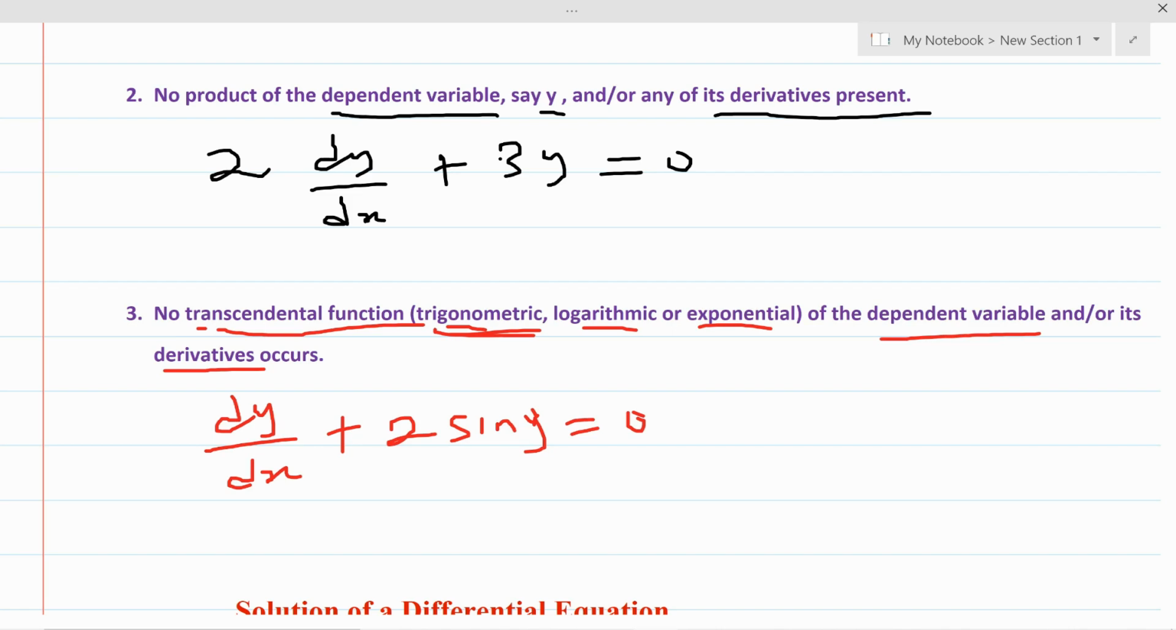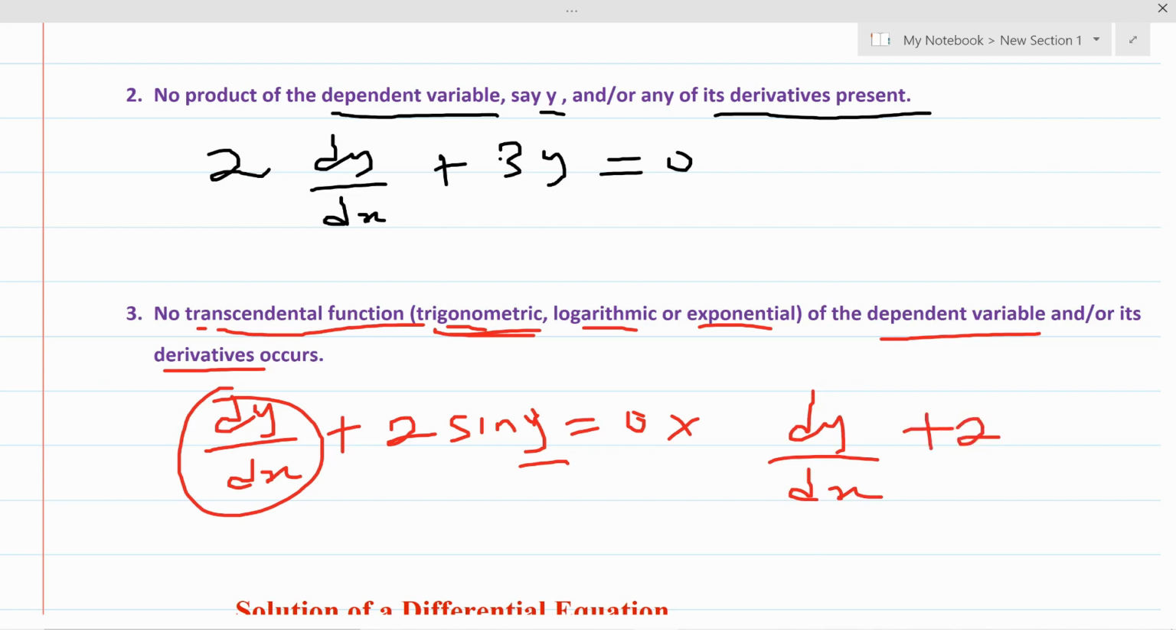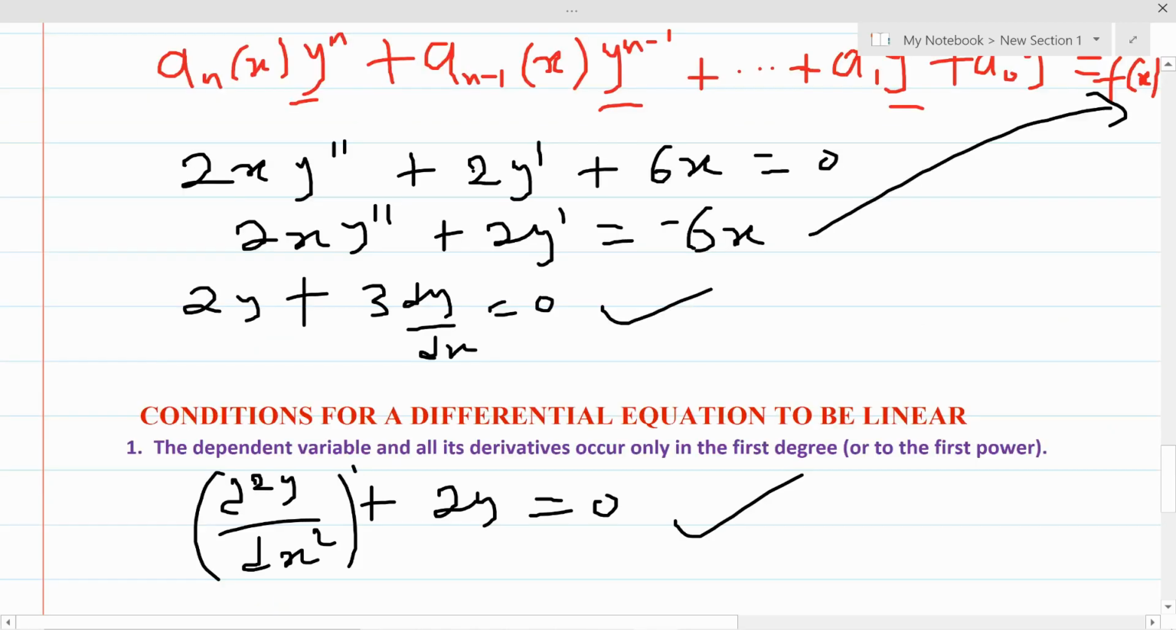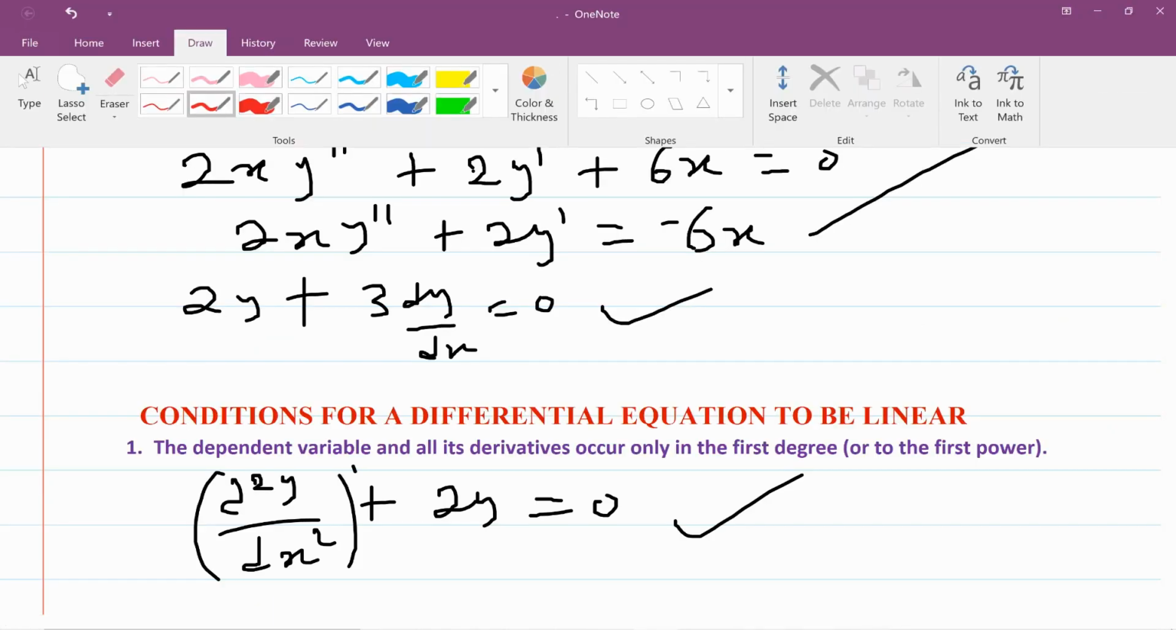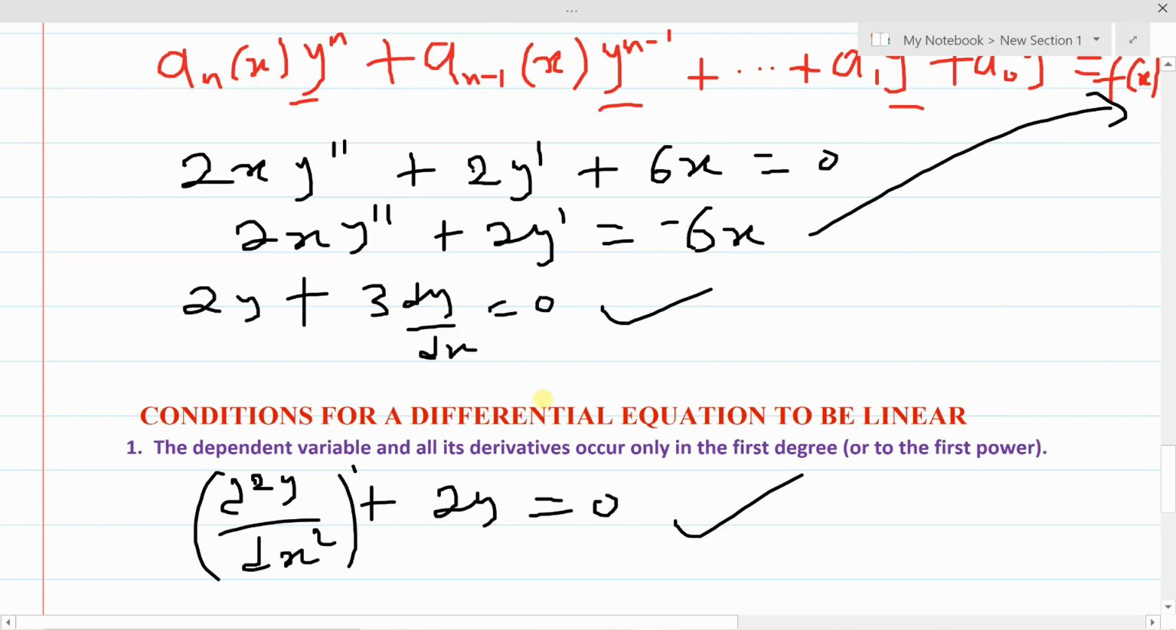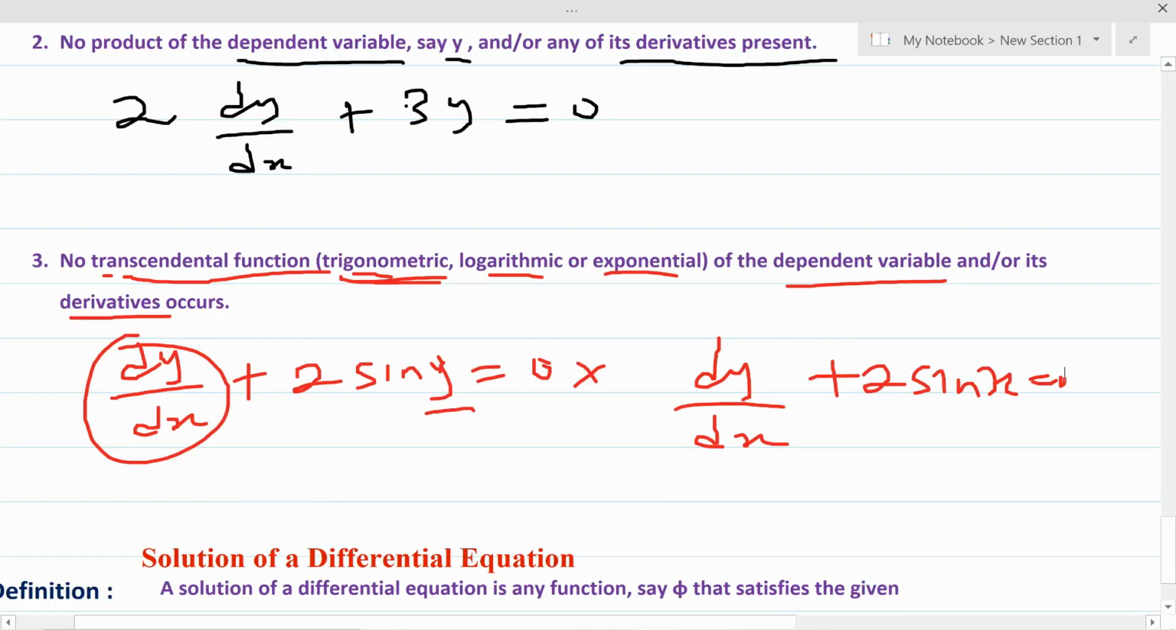There shouldn't be any transcendental function, that is trig, logarithm, or exponential functions, of either the dependent variable or its derivatives being present. So this is not a linear differential equation. If I want this to be a linear differential equation, then it should have been something like dy/dx + 2 sin x = 0. I'm sorry, kindly forgive me for that.